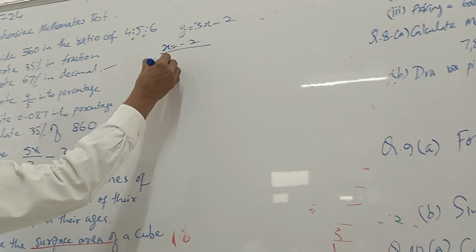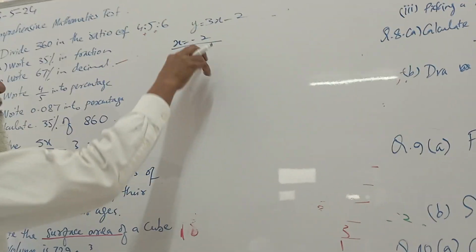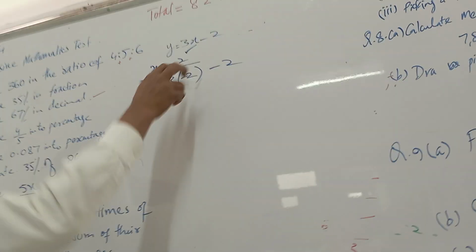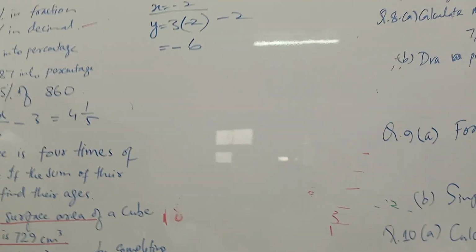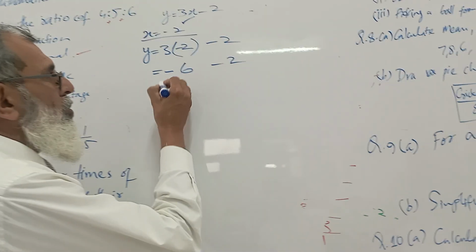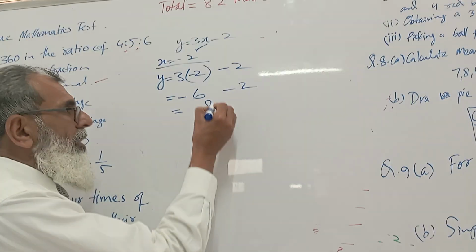Then what happens? y will be 3 times, in place of x we put a bracket, and in this bracket we put its value, which is minus 2. So 3 times minus 2 is minus 6, because bracket means multiply, and minus 2 is already there. It is the same sign, so we add: 8, and keep the bigger number's sign, minus 8. So in place of minus 2 we get minus 8.